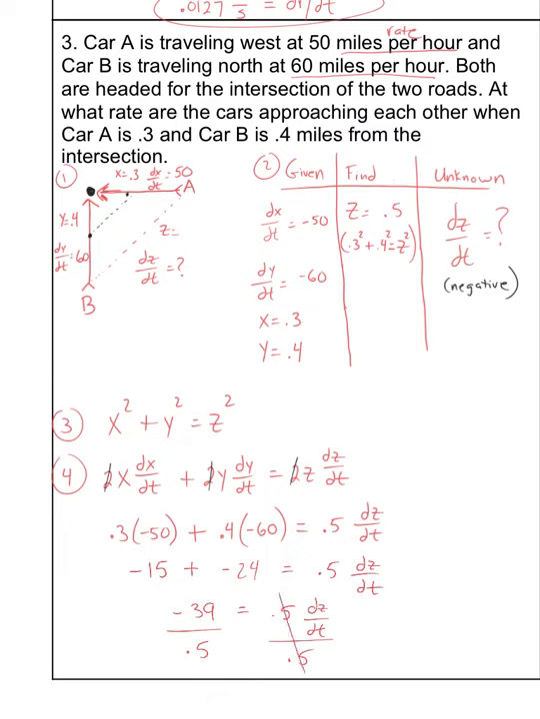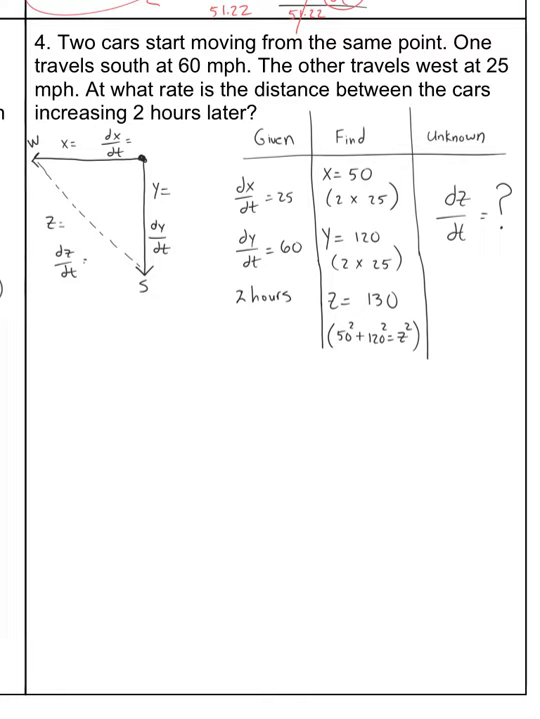All right, so those cancel out. My dz/dt is equal to negative 78, and that is miles per hour. And just like we said, it is a negative rate because this distance is getting smaller and smaller as the cars drive towards that intersection.